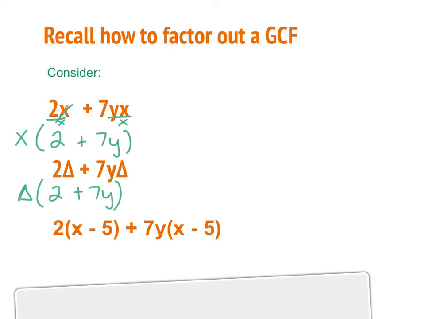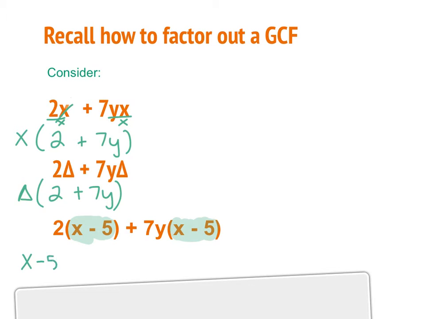So if I look at this, there are two terms here. Here's my first term, and here's my second term. It's held by multiplication, and there's addition in the middle. So what's common to both? Well, this time it's a complete binomial, the x minus 5. So what I'm going to do is divide by x minus 5.